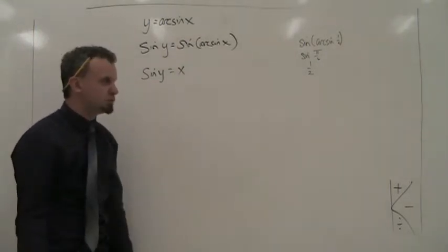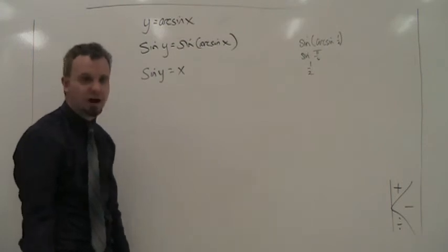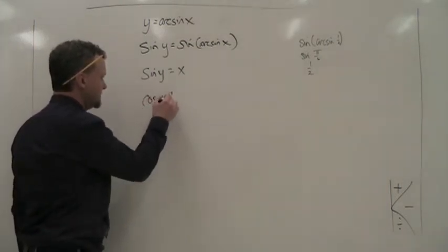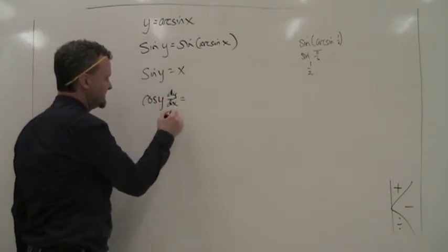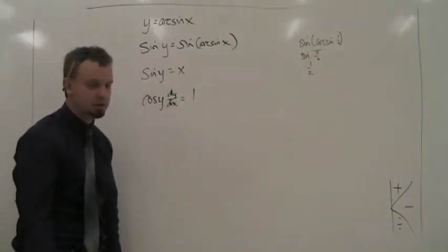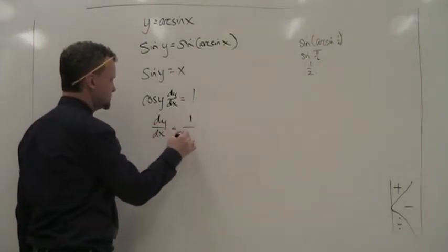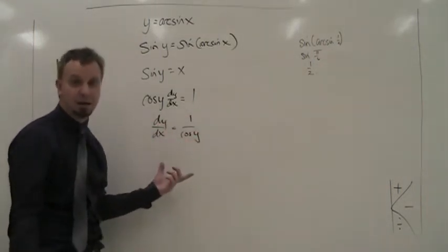It's implicit because y is stuck inside the function, but I can still find the derivative. The derivative of sine y is cosine y. Well, you derived the y, so you need a dy dx. And the derivative of x is 1. So I solve this then. I know dy dx is just equal to 1 over cosine y, which would be okay.